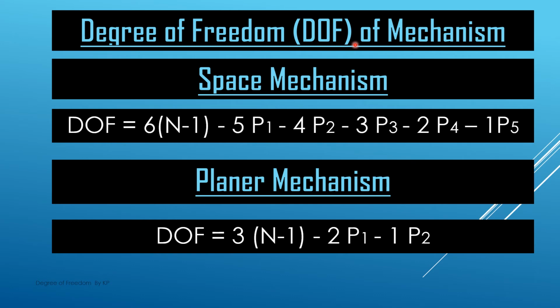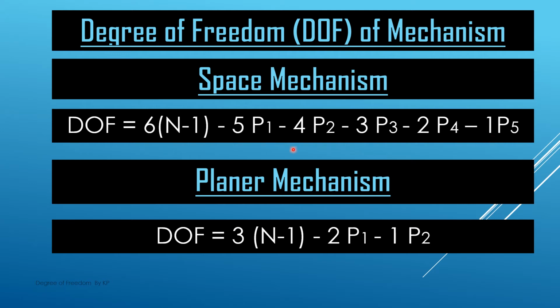Means the thing is, if we are fixing one link in a kinematic chain, we are calling that a mechanism. So if we see the total mobility or total degree of freedom of a space mechanism, we can derive a generalized formula with the help of which we can find out the degree of freedom for any space mechanism, and that formula is degree of freedom equal to 6 into (n minus 1) minus 5p1 minus 4p2 minus 3p3 minus 2p4 minus 1p5.